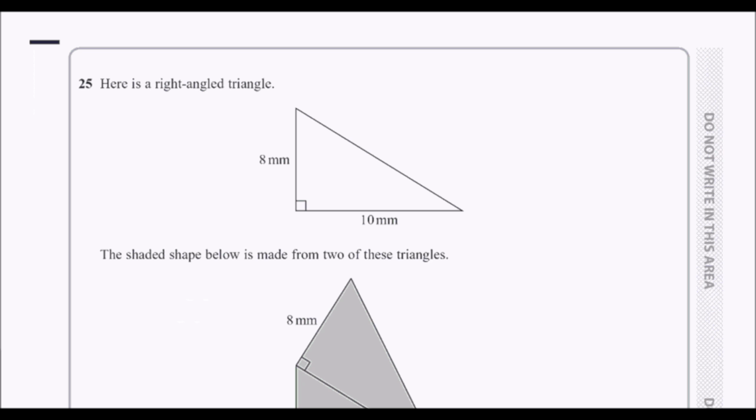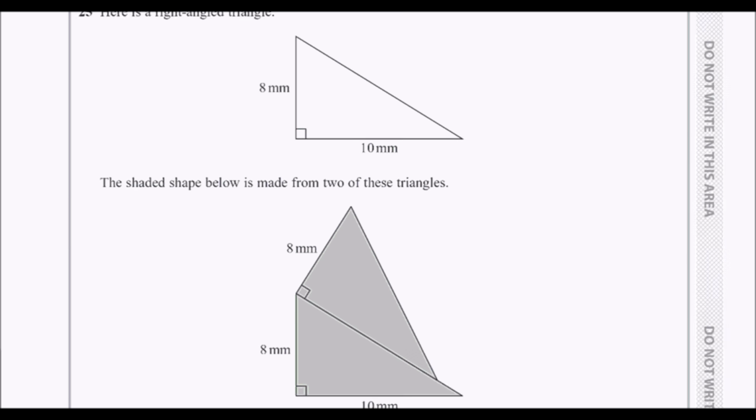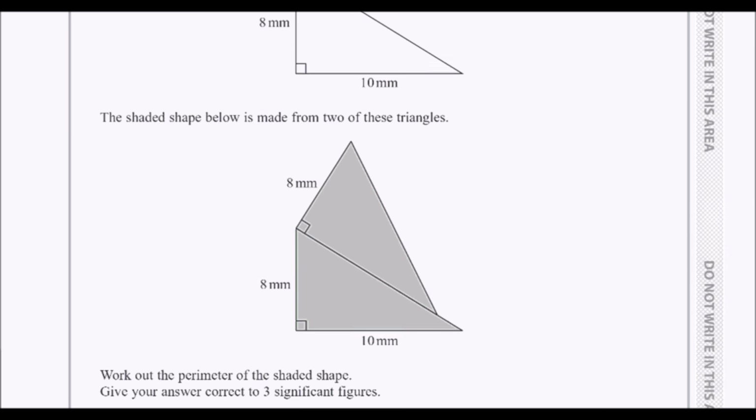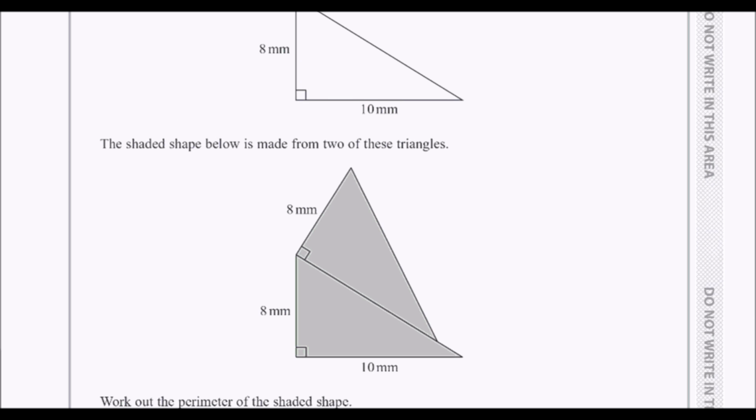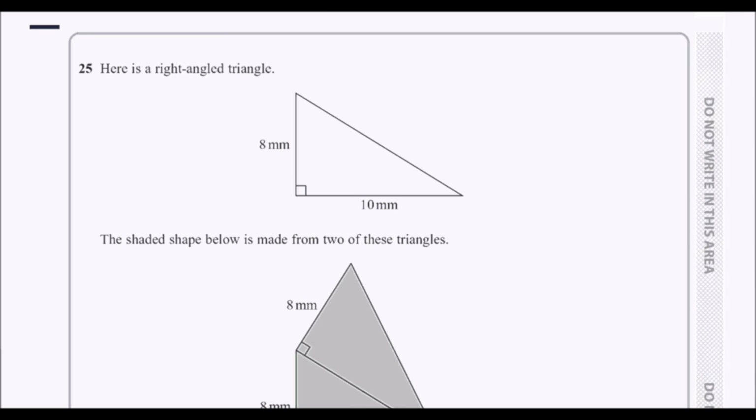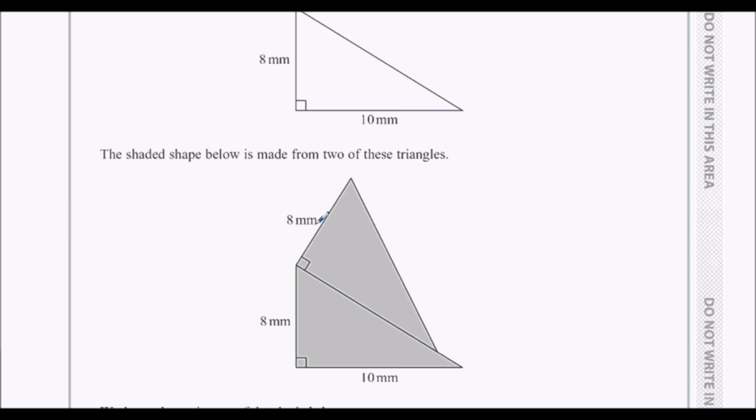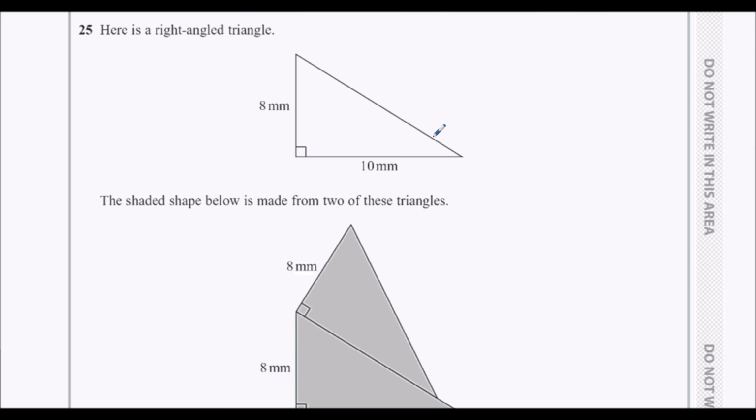Question 25. Here is a right angle triangle, and the shaded shape below is made from 2 of these triangles. Work out the perimeter of the shaded shape. So in order to work out the perimeter, which is the distance around the edge of the shape, we're going to have to work out this length, the hypotenuse.